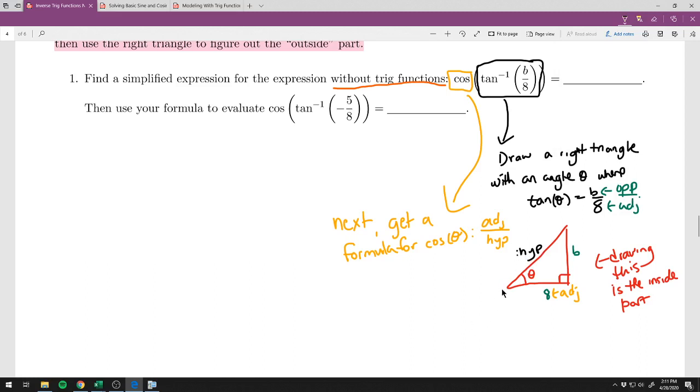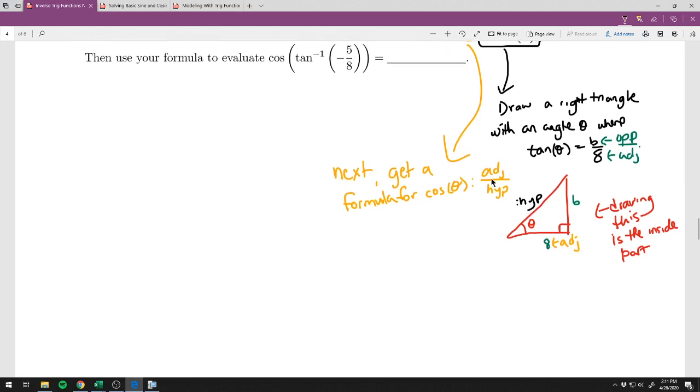So we do what we did before. To figure out the hypotenuse, we want to use Pythagorean's theorem. Because you have a b here, there's going to be a formula with b in it. It's not going to be just a number. We have a squared, which is 8 squared, plus b squared, which is actually labeled as b, equals c squared, which is the hypotenuse squared.